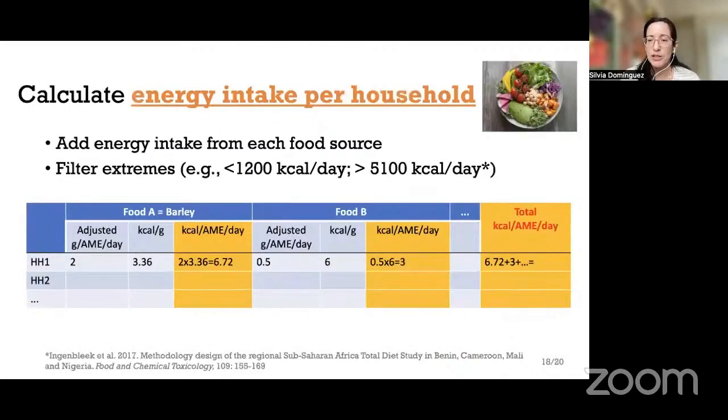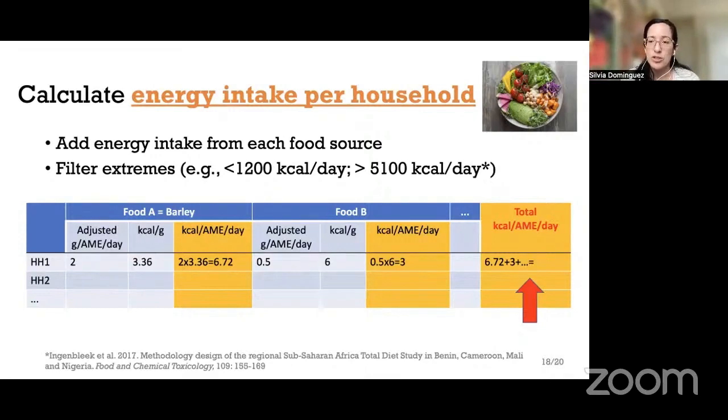And finally, we will calculate the energy provided by every food item consumed, adapt the values, and obtain a total energy intake per AME per day, shown here in this last column. So after adding up all the food that was ingested, extreme values would then be removed. For example, we can filter extremes that are below 1,200 kilocalories, that would be under consumers, and those above 5,100 kilocalories per day, that would be considered over consumers.